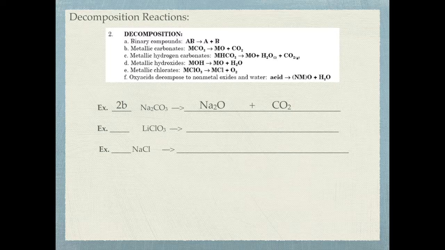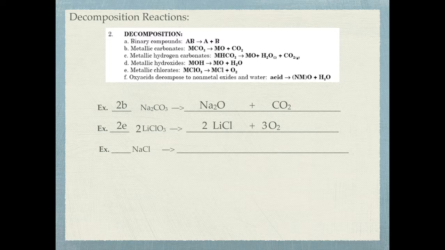For lithium chlorate, since it's a chlorate, it's going to be a 2E, and I'm going to form lithium chloride, so my metal with chlorine. Li has a +1 charge, chlorine has a -1 charge, so it's going to be LiCl plus oxygen. And now I've got to balance. I've got 3 oxygens on my reactant side, 2 on my products. I'm going to put a 3 in front of O2, a 2 in front of lithium chlorate, and a 2 in front of lithium chloride.